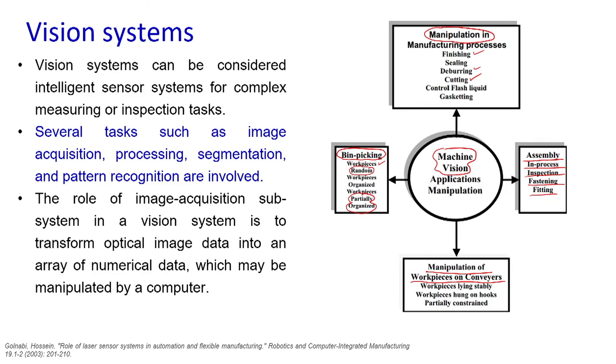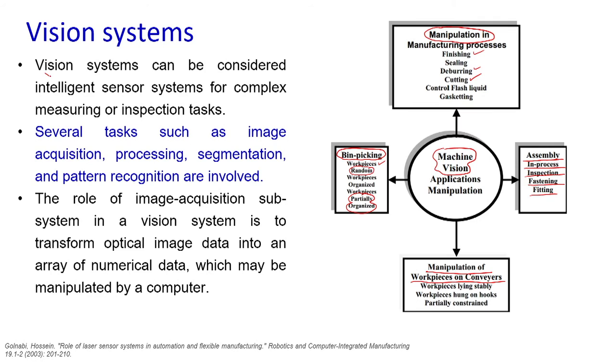To enhance the efficiency, we have to continuously monitor these transformation operations, and if something goes wrong, that can be detected at the right time so that we can avoid delay in the production time. Machine vision systems can be considered intelligent sensor systems for complex measuring and inspection tasks. This involves a very complex process because we have to consider the shape of the product, its orientation, its color, texture, and illumination.